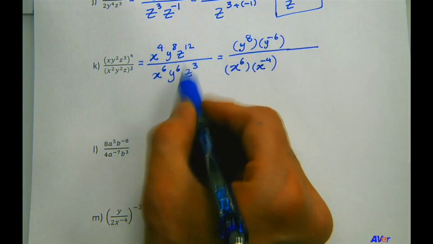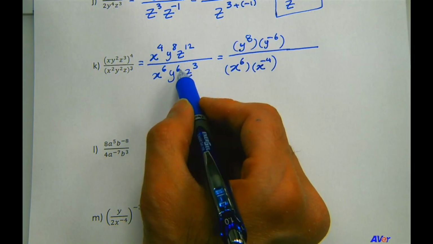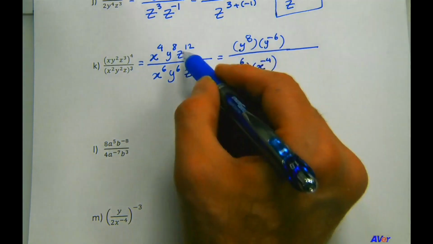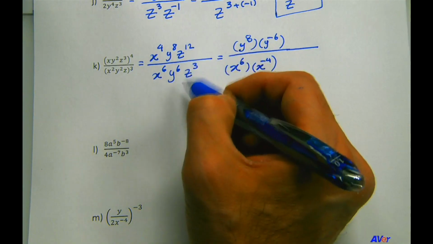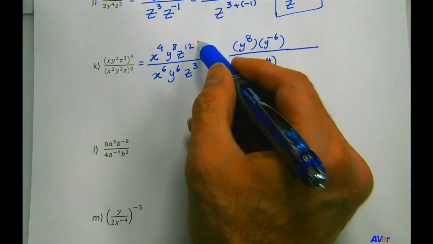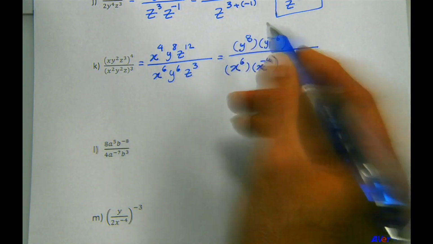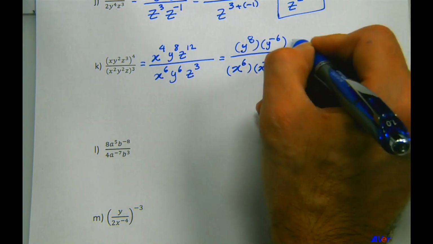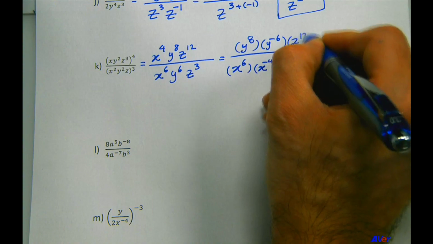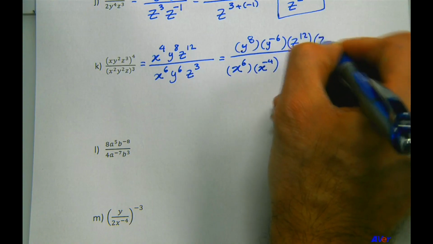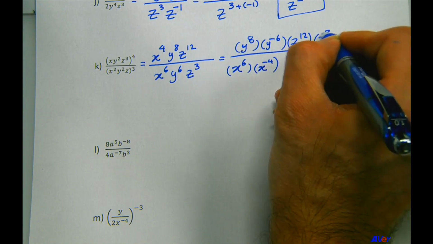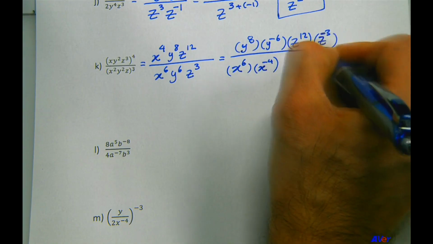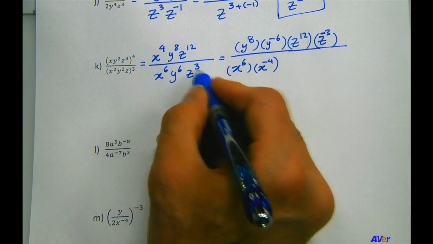And with respect to z terms, which way would you move? Would you move z to the 12th down or z cubed up? If you said z cubed up, you're absolutely correct. So let's do that. z to the 12th power stays where it was, and z cubed will move up, and it becomes a negative 3 power in the process.